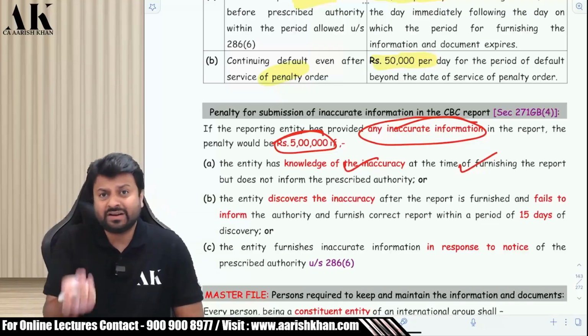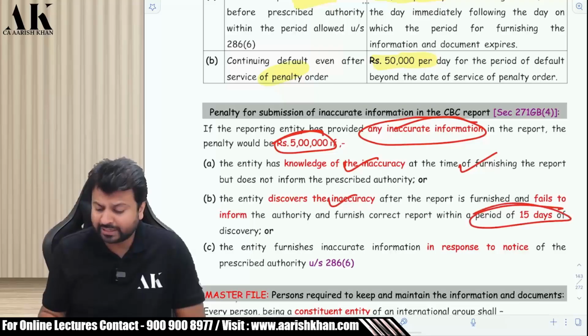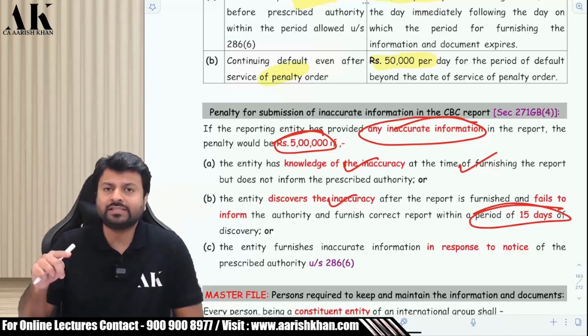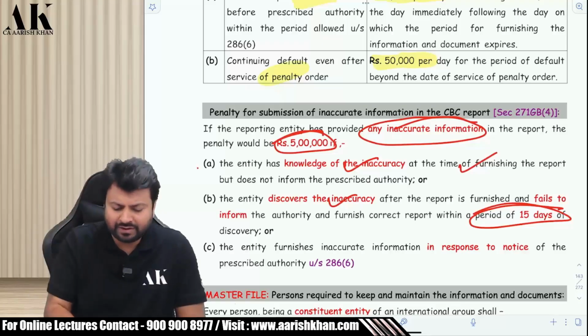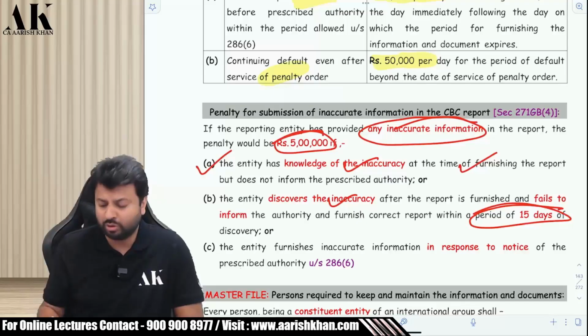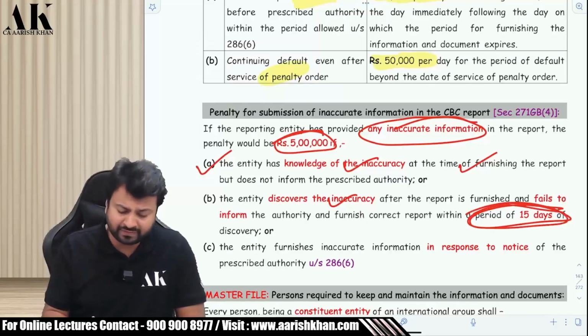Or if you discover that information later on and if you do not rectify within 15 days, then also penalty of 5 lakh rupees. One is when filing the information, you were aware that you are filing a wrong information, 5 lakh penalty. One is when filing the information, I was not aware. Later on, I came to know. And in 15 days, I do not rectify, then also 5 lakh penalty.